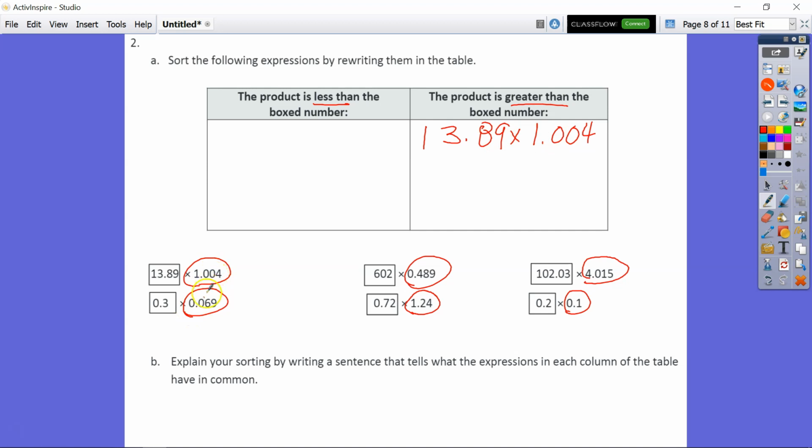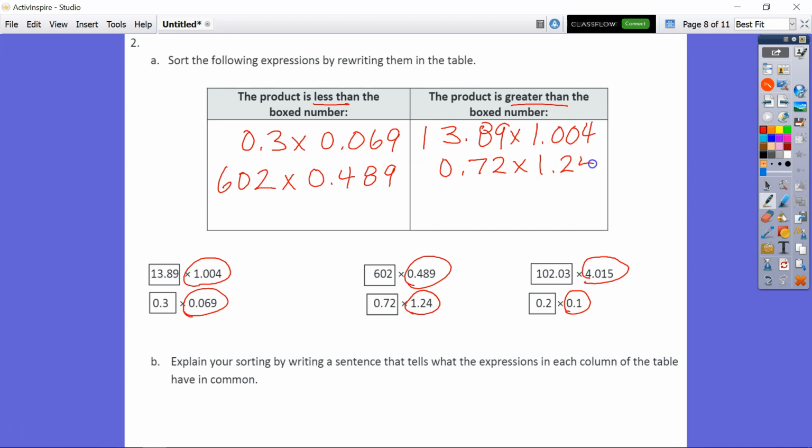Remember, I'm just looking at my scaling factors. 69 thousandths is less than 1, so I'm going to rewrite this expression here. Because I know when I multiply 69 thousandths times 3 tenths, it's going to be less than 3 tenths. All right, same thing. 489 thousandths is less than 1, so I'm going to rewrite this expression here. Next, 1 and 24 hundredths is greater than 1, so I'm going to rewrite this expression here. Because the product of 1 and 24 hundredths times 72 hundredths is going to be greater than 72 hundredths.